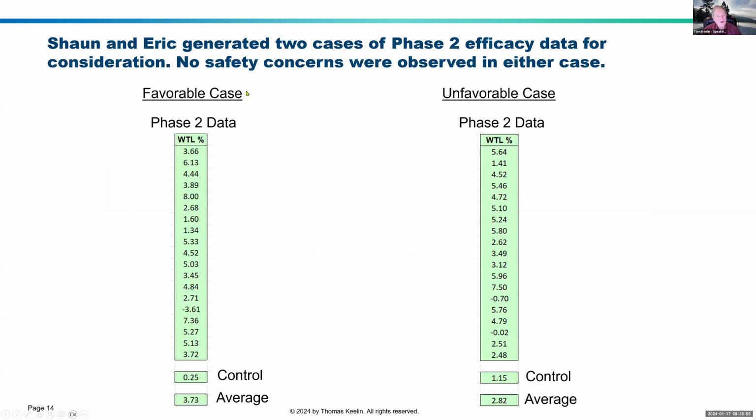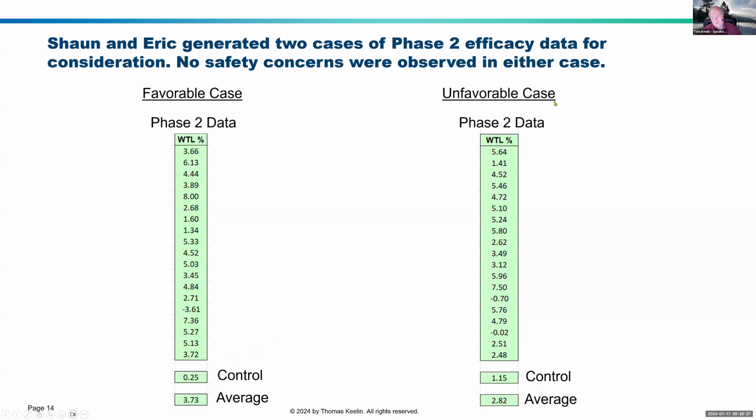One is what I'll call a favorable case. In the favorable case, you can see all this data here. There were 19 patients, I believe, and then plus another 19 in the control group. The control group average was 0.25%. That's the placebo effect. But the overall average, if you average the 19 patients and subtract off the control, is 3.7%, which is clearly a favorable case. That's certainly better than even your phase 1 data.